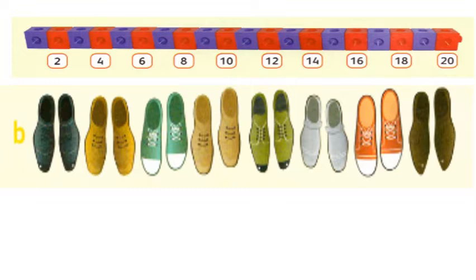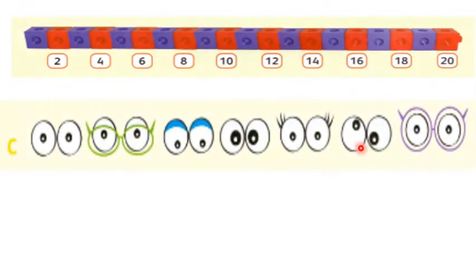Now let's count the shoes. 2, 4, 6, 8, 10, 12, 14, 16. And finally, the eyes. 2, 4, 6, 8, 10, 12, 14. Good job.